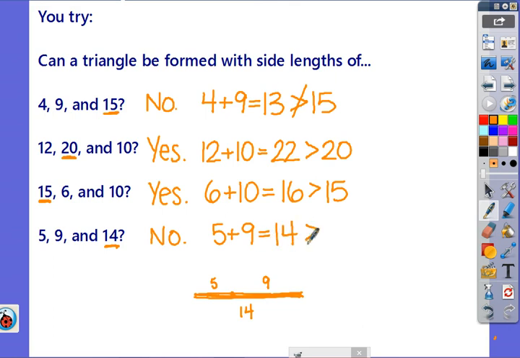Is 14 bigger than 14? It is not bigger than 14. And so we would say no on that one. It was a close call, but not quite a triangle. I bet a 5.1 and a 9 would have worked, but not a 5 and a 9.